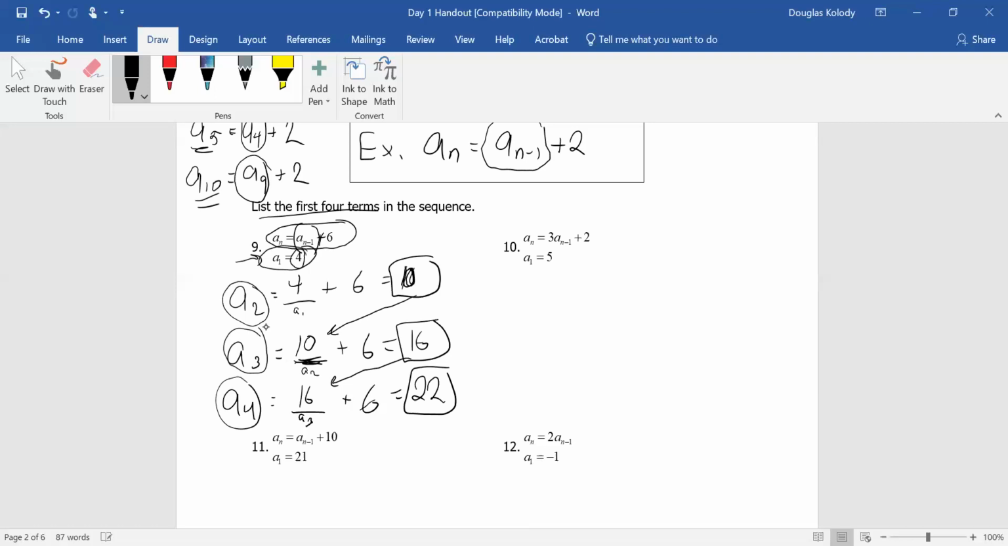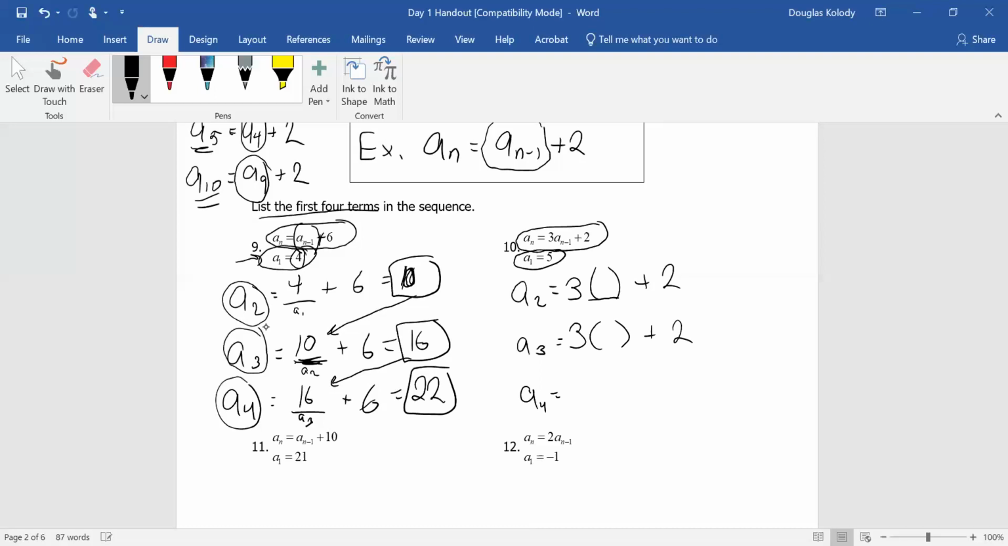All right, so in number 10, they're giving me the general recursive formula for the sequence, and they're giving me A sub 1. So I need to find A sub 2, A sub 3, and A sub 4. The formula is 3 times the previous term plus 2, 3 times the previous term plus 2, and 3 times the previous term plus 2.